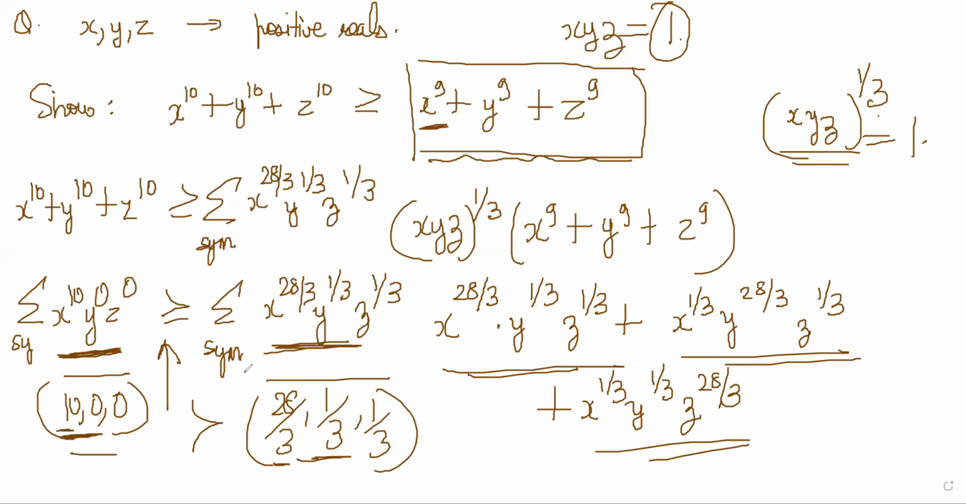And you can now reverse the steps. You can start off by saying this sequence majorizes this sequence, write this symmetric sum inequality by Muirhead. Then you take xyz to the power 1 by 3 common. And since that is equal to 1, you can show that now x power 10 plus y power 10 plus z power 10 is greater than x power 9 plus y power 9 plus z power 9. So this is how you apply this Muirhead inequality.